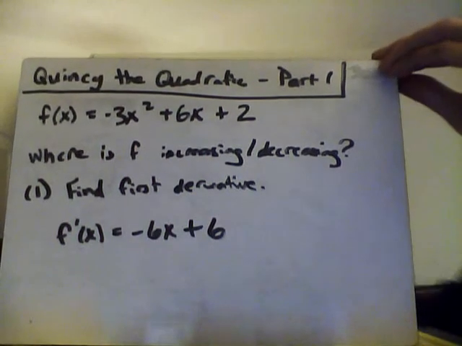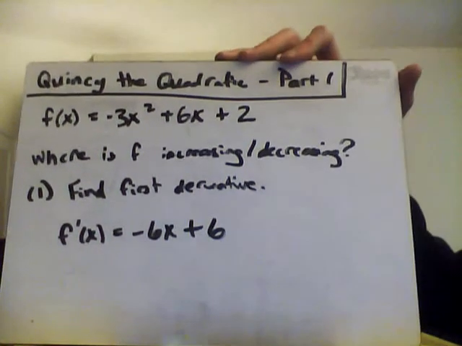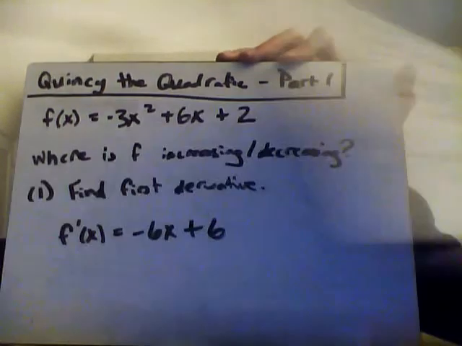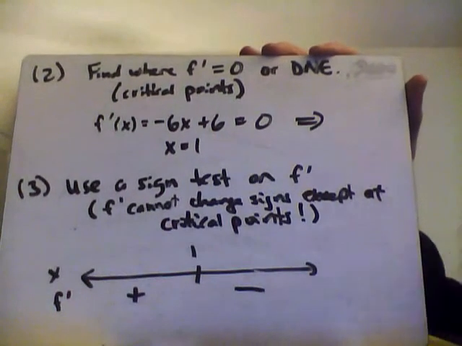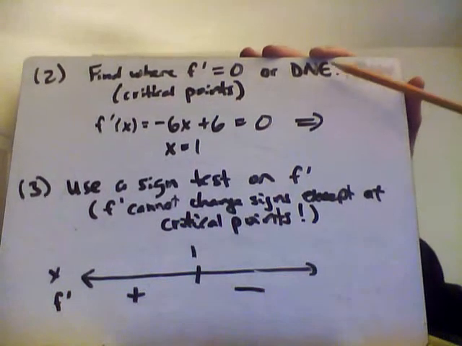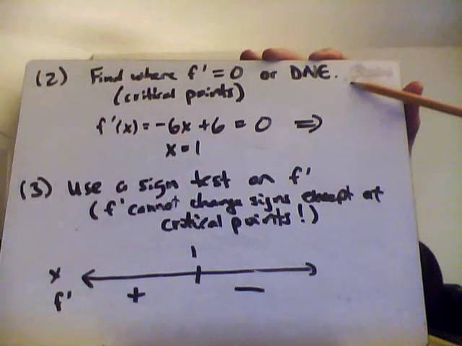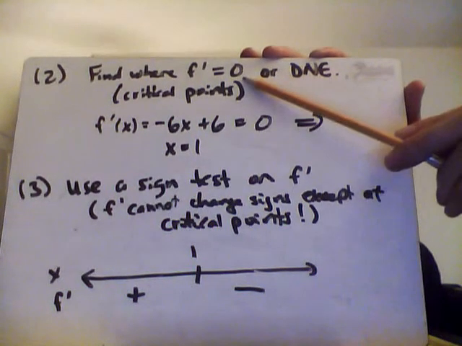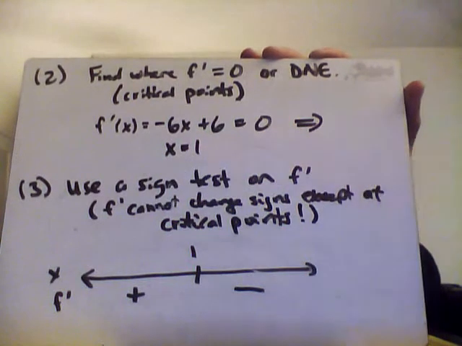Okay? So once we've found the derivative, we need to find what are called the critical points of the function. A critical point is wherever the derivative is equal to 0 or does not exist. Now that we've got our derivative, negative 6x plus 6, we can tell, since this is a linear function, that it will exist everywhere. So we're not going to have the possibility here of the derivative not existing. The only critical points we'll get is where the derivative is equal to 0. This is a pretty simple algebra equation. We solve it, and we find out that x is equal to 1 is our only critical point.